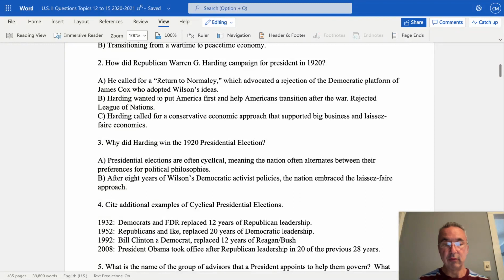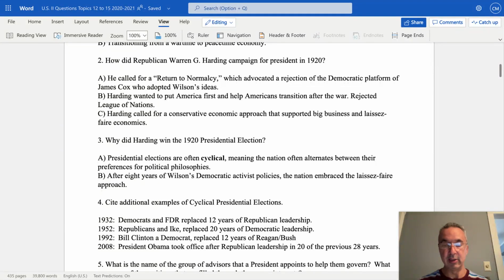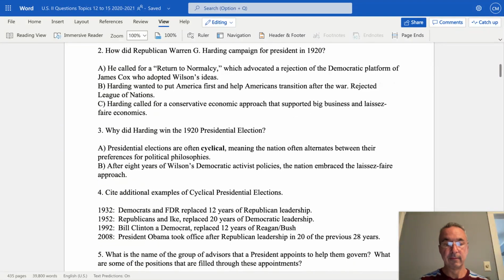In 1952, Republicans and Eisenhower replaced 20 years of Democratic leadership. Bill Clinton, a Democrat, replaced 12 years of Reagan and Bush. In 2008, when President Obama took over, it was after Republicans had controlled the presidency for 20 out of 28 years.